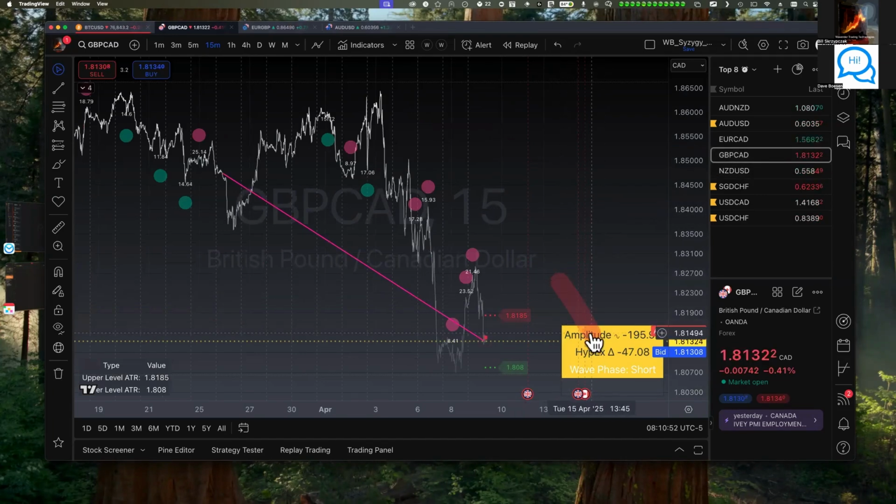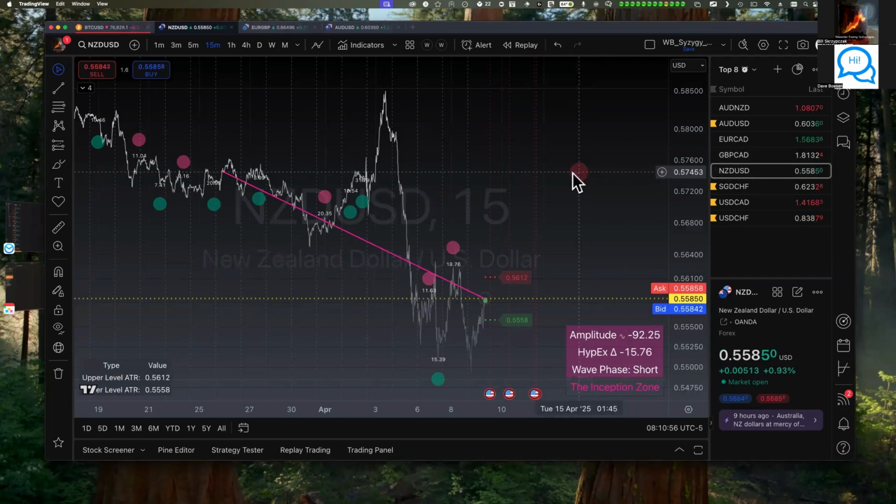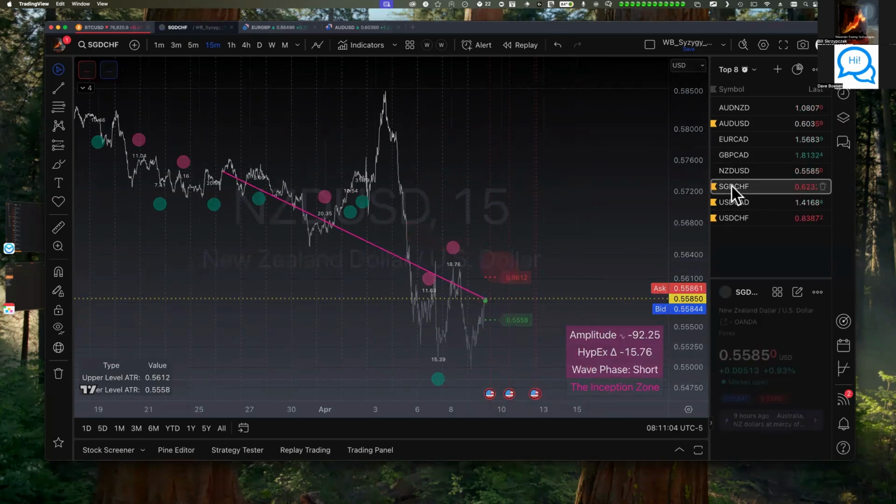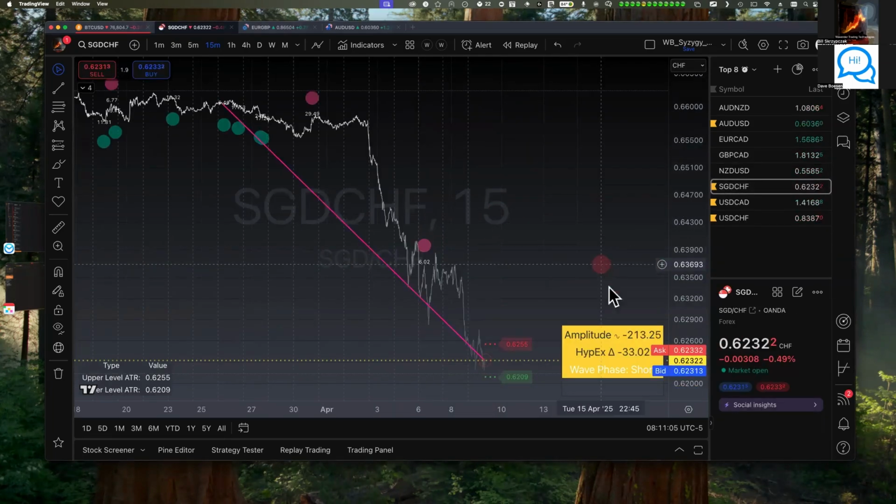Pound Canadian dollar hyperextended, skipping that. New Zealand US dollar in the zone, trending down, waiting for a short sweet spot to set up. Singapore dollar hyperextended. We're going to skip that.